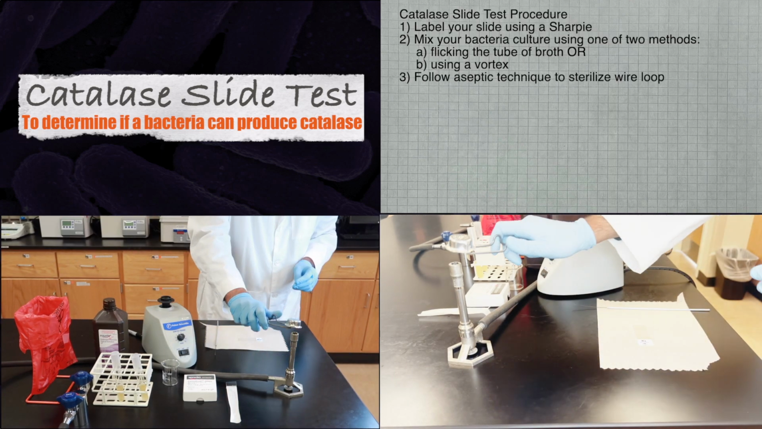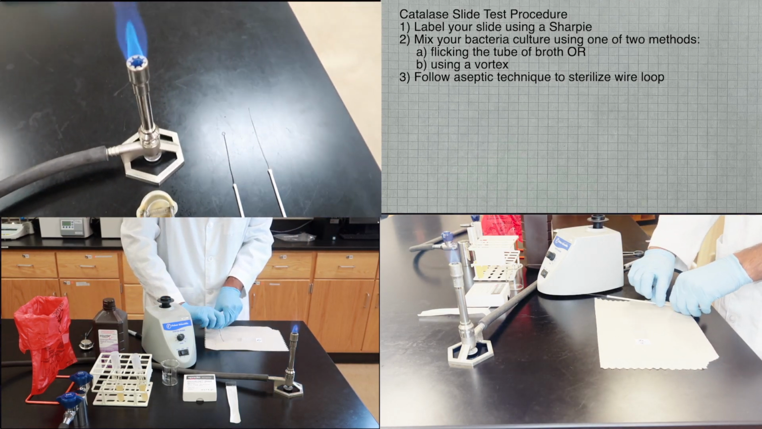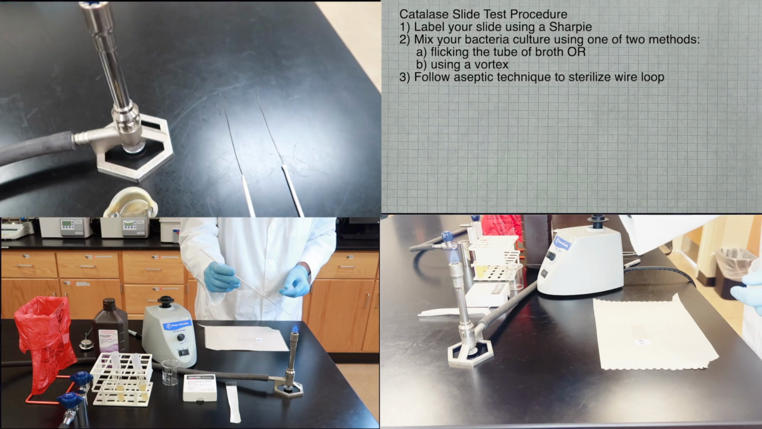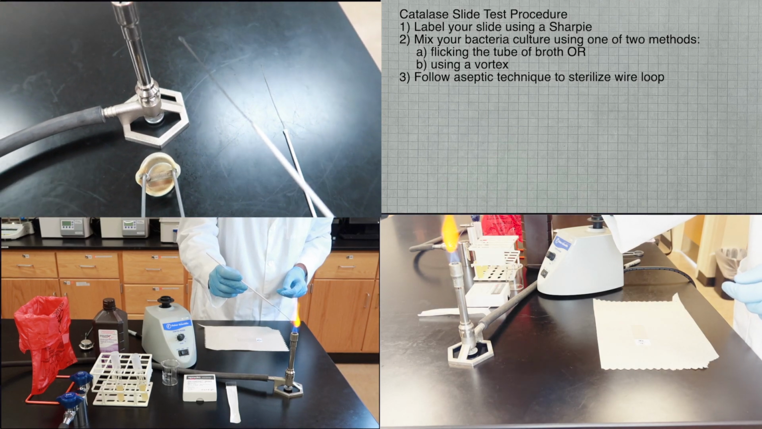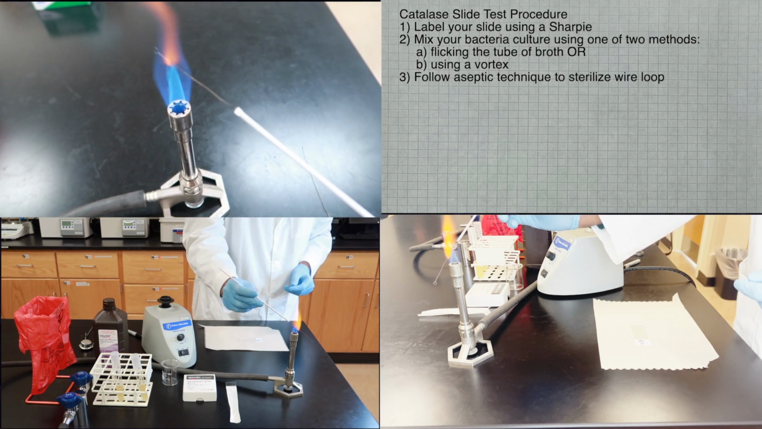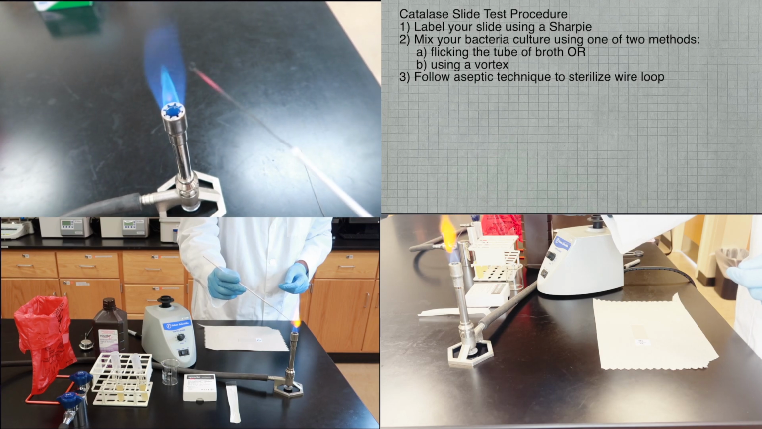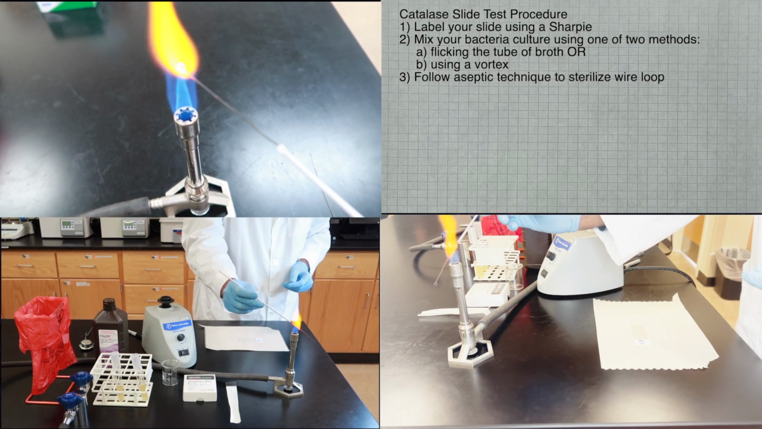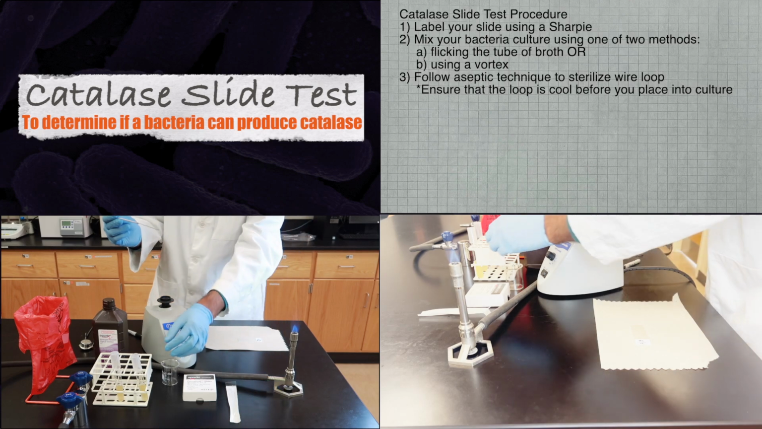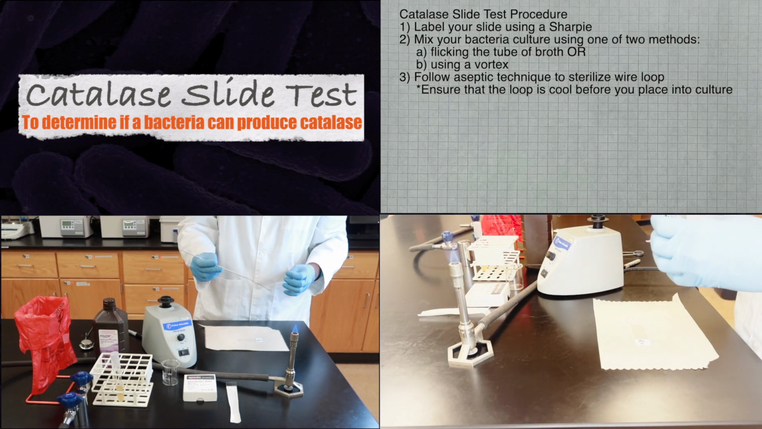For step 3, please follow aseptic technique to sterilize a wire loop, as is demonstrated here. After you sterilize the wire loop, please ensure that the loop is cool before you place it into the culture in order to avoid killing the bacteria.